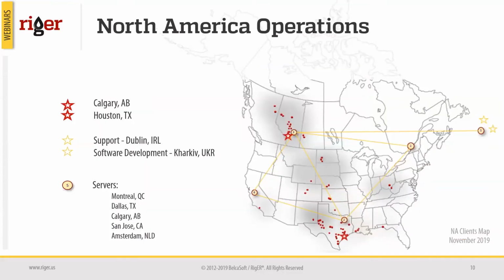So what is RigER and where are the operations of RigER actually being done? RigER is a North American company, but we're expanding significantly in some other parts of the world. However, right now our operational map looks as follows. We have servers distributed throughout different parts of North America, Canada, and the United States. We have the main office in Calgary.